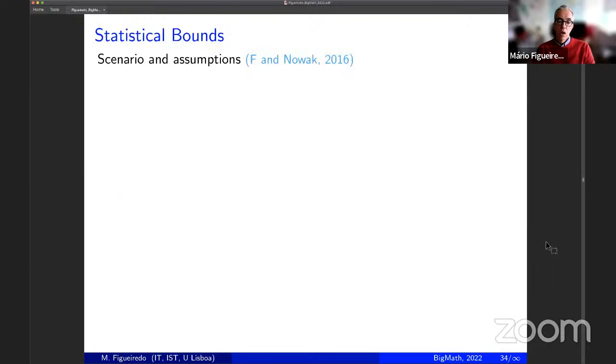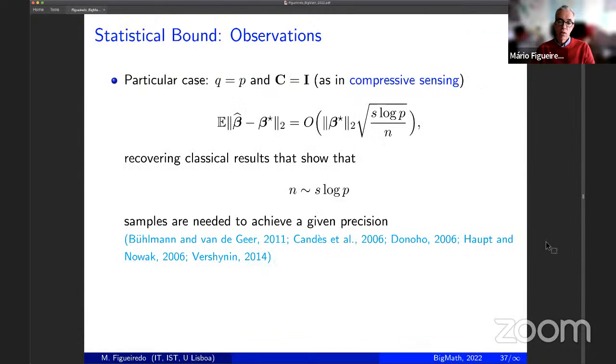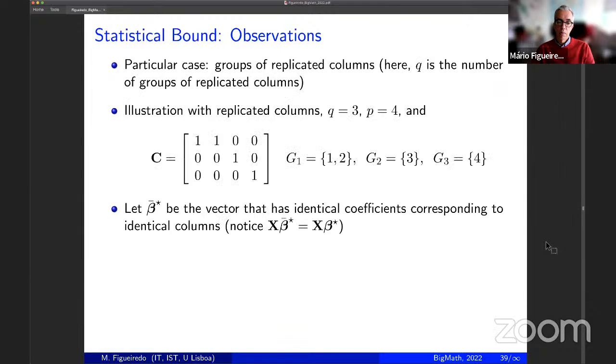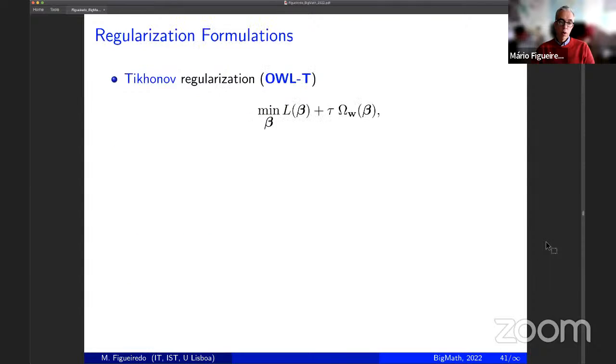Now, we also have some statistical bounds, which I will skip because I would have to introduce a lot of notation, and the result is a bit complicated to explain. So I'll skip that. I'll just talk a little bit about how to solve these problems, from an optimization perspective.